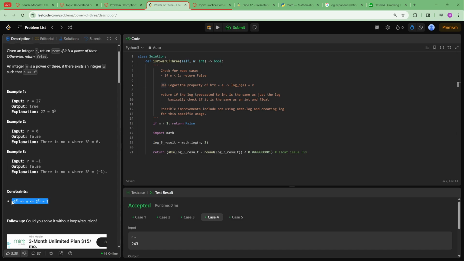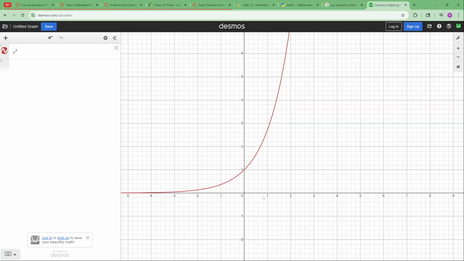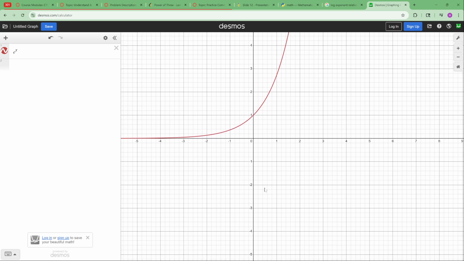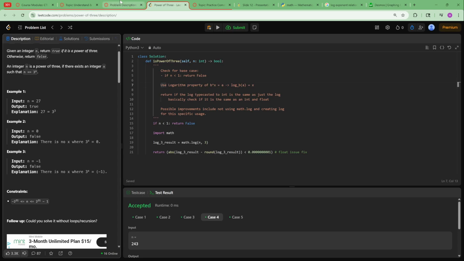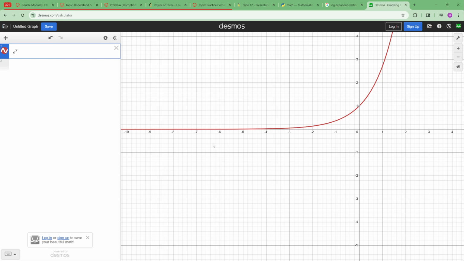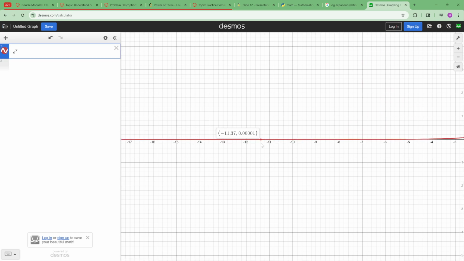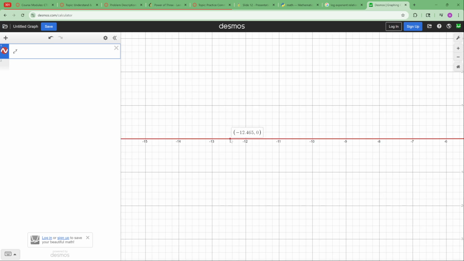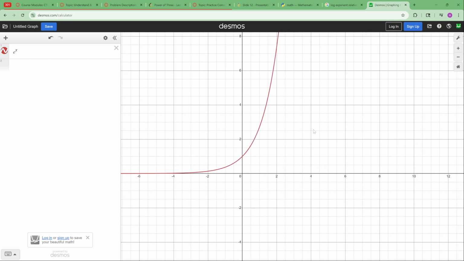So we're given the constraints of -2 to the power of 31 to 2 to the power of 31 minus 1. Because we're given that range, we know that we may be given values down here in the negatives to check if that is a possible value for the exponential. And because of exponential's property of infinitely approaching zero but never actually getting to it, it doesn't ever actually get to zero.